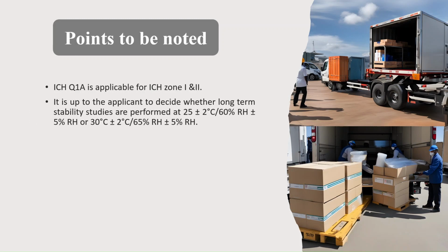Now for the countries belonging to Zone 1 and Zone 2, it is left to the applicant whether to go for 25/60 or 30/65 as a long-term condition. Generally, the regulatory agencies don't have any problem if you conduct your long-term studies in 30/65. The reason being that 30/65 is generally harsher than 25/60.